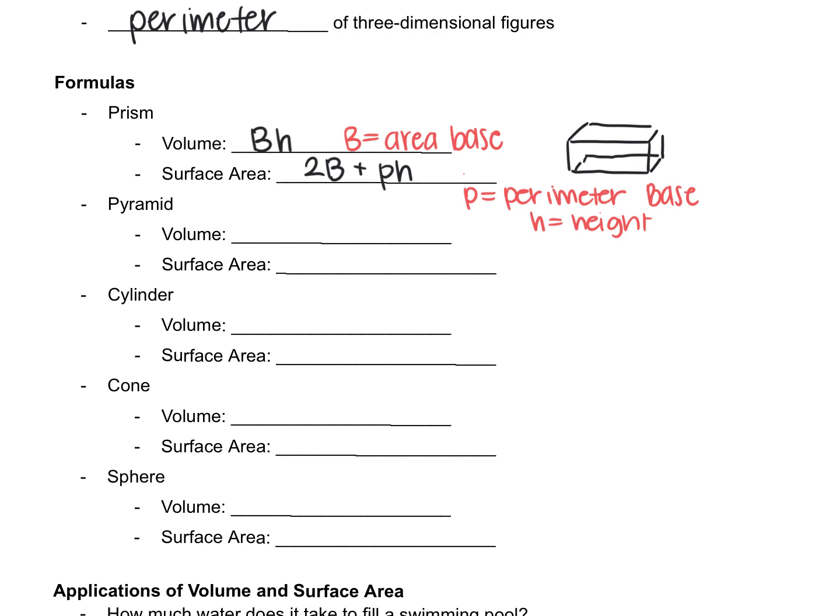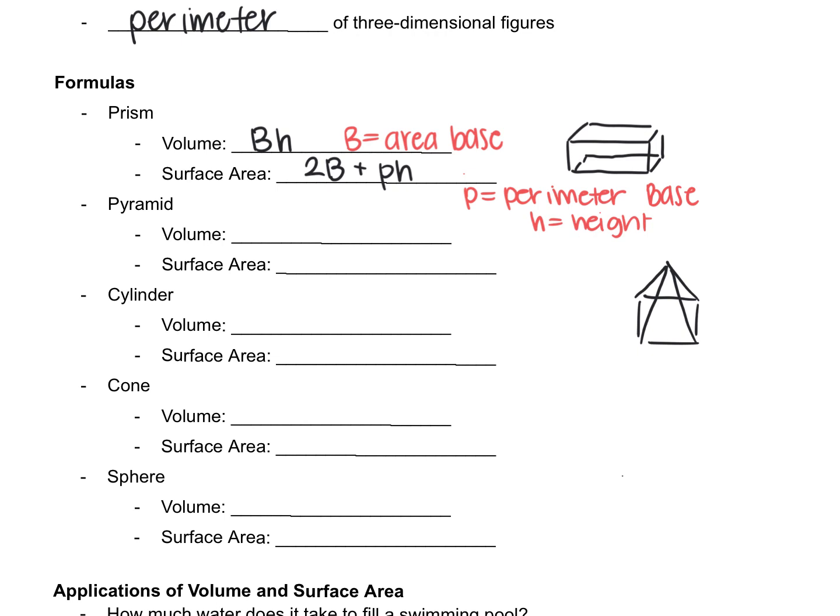Next, we're going to talk about a pyramid. So a pyramid is a three-dimensional figure where, again, the base can be pretty much any shape. And then all of the sides of that figure meet at a common point that we call the vertex. So here's kind of an example of a pyramid.